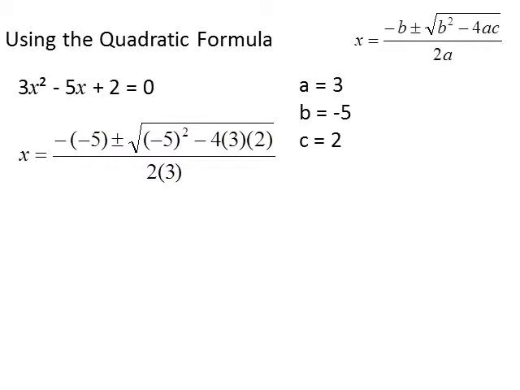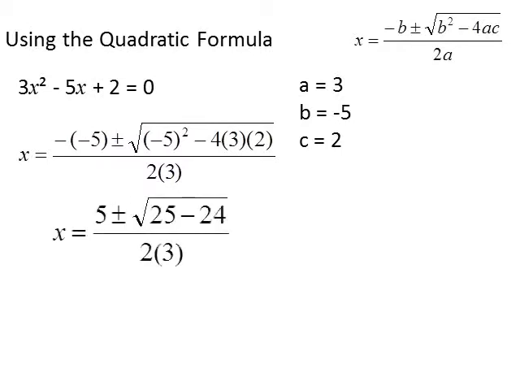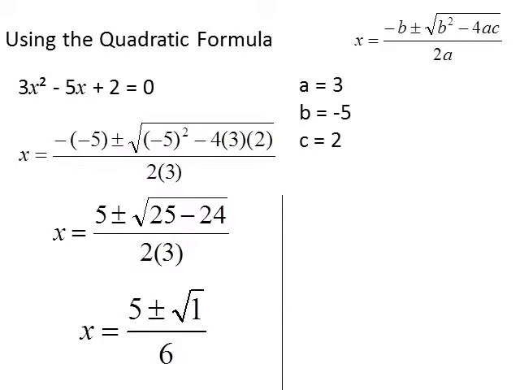So in this case, negative negative 5 is positive 5. Negative 5 squared is 25. 4 times 3 times 2 is negative 24, because it's negative 4 times 3, which is negative 12, which times 2 is negative 24. All over 2 times 3. Well, in that case, that's 5 plus or minus the square root of 1, because 25 minus 24 is 1, over 6. The square root of 1 is 1. So we get x is equal to 5 plus or minus 1 over 6.